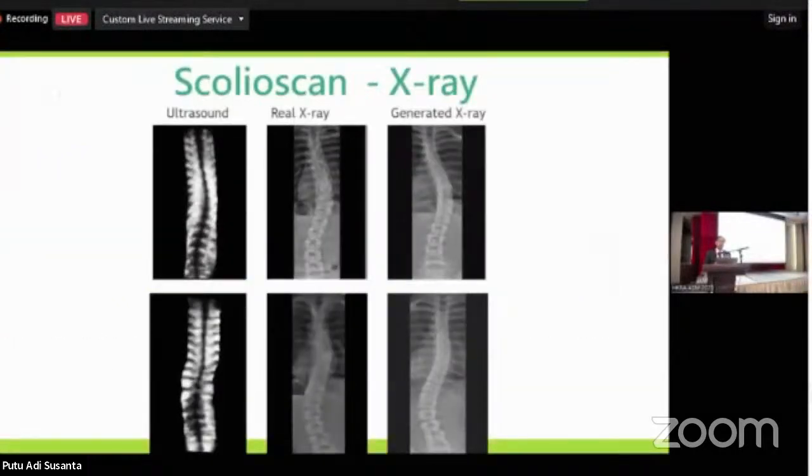Again, AI, and this is in some way crazy. When my student first proposed this, I did not believe. Okay, show me the evidence. But now I start to believe, because we can actually convert the ultrasound coronal image into an X-ray image by training. So this is something happening. Remember, this model was only trained with 150 data. And now we are working with PWH with 2000 images. So I think the result will be much better.